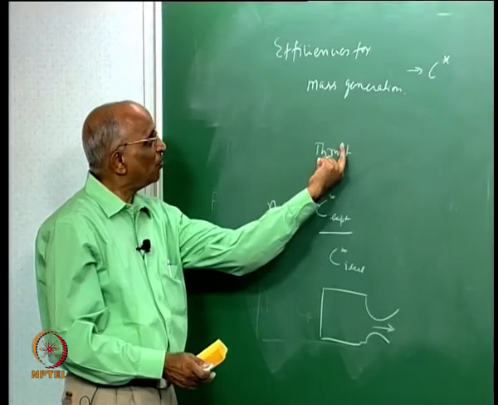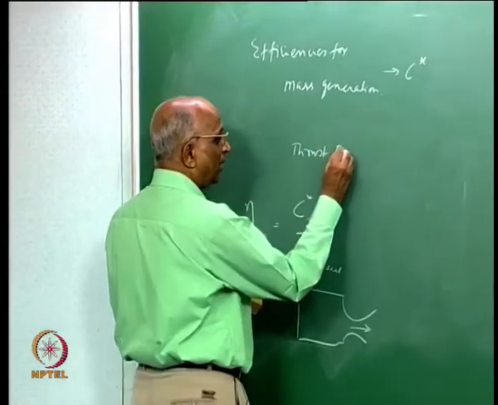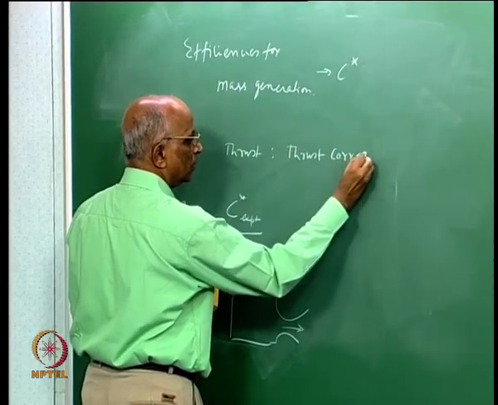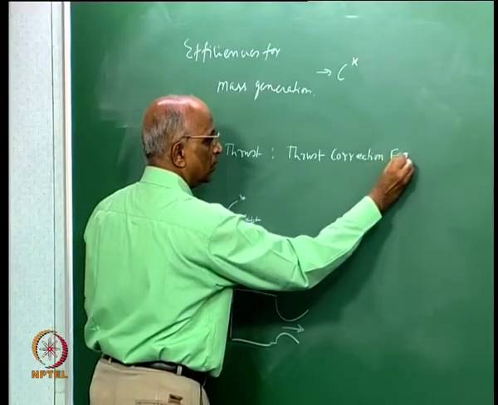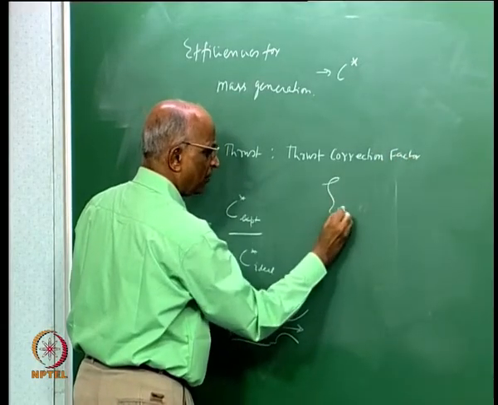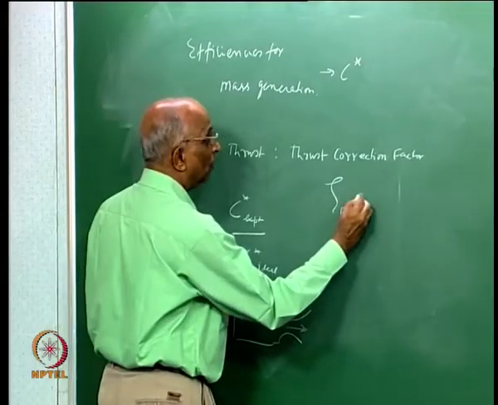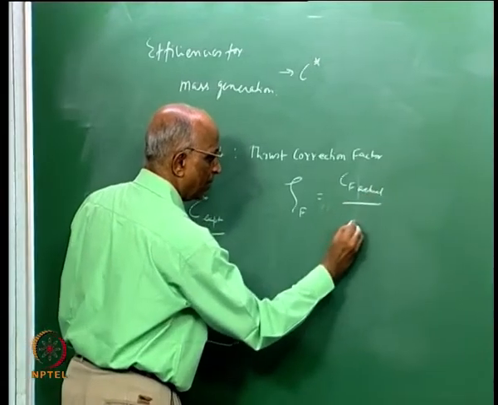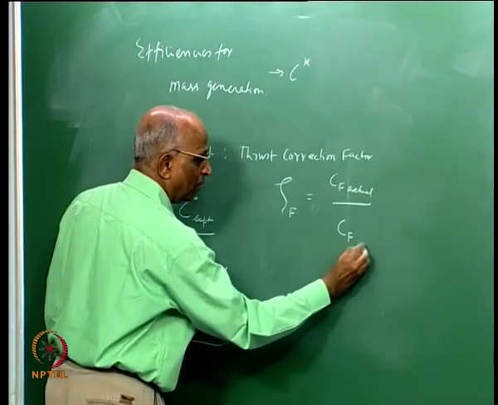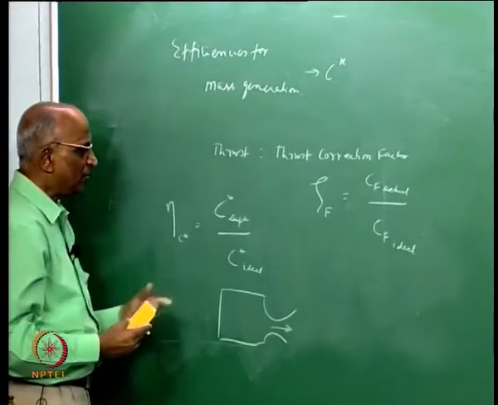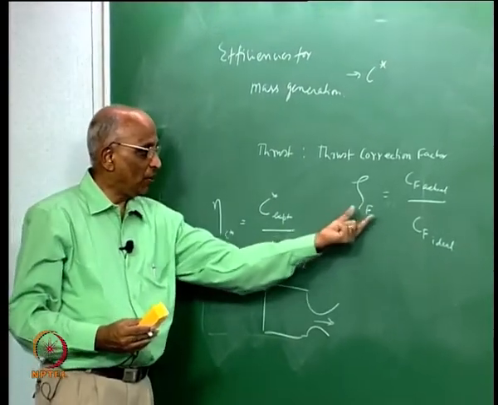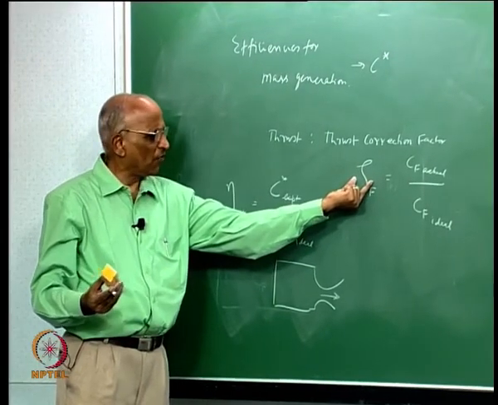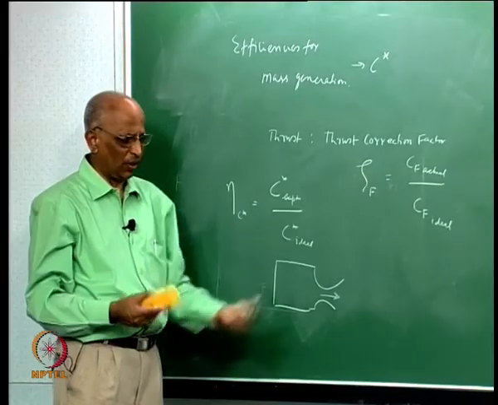How do you get the efficiency for thrust? You call it the thrust correction factor, and you denote it by zeta f. The thrust correction factor is equal to Cf actually measured in a chamber divided by Cf whatever we calculated as ideal, and again these efficiencies are quite large for nozzles, of the order of again 0.98, 0.97 and so on.